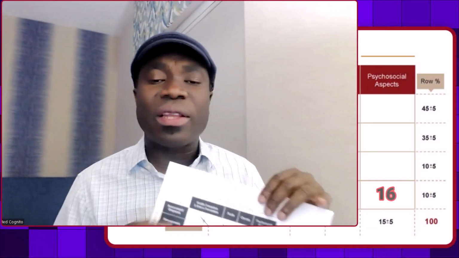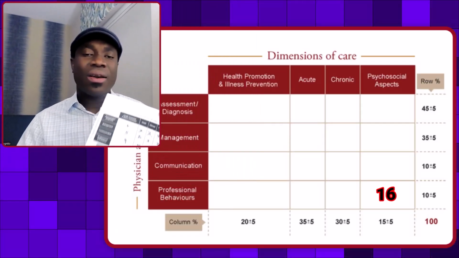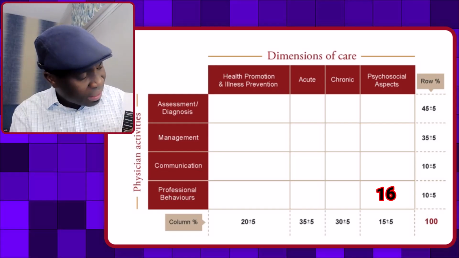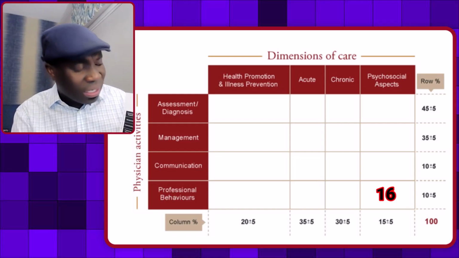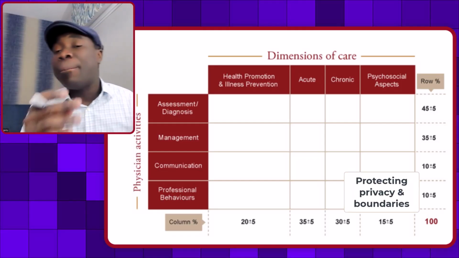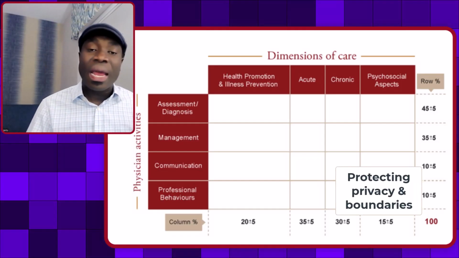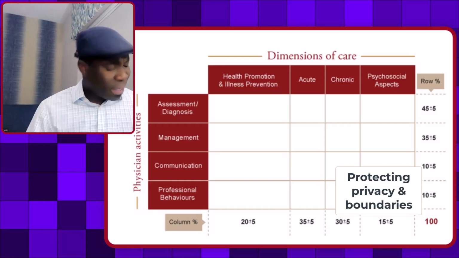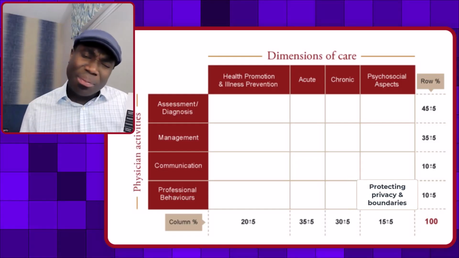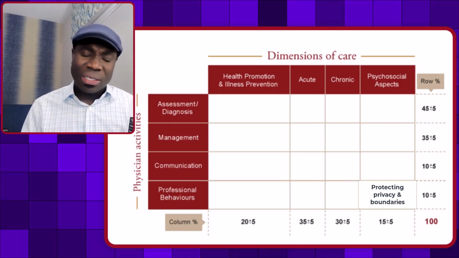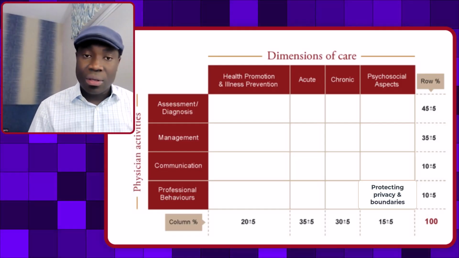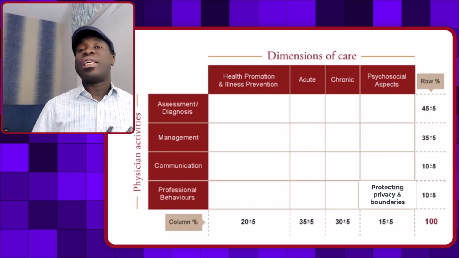Okay, so now let's go to the final and not the least box, which is a merge between professional behaviors as well as psychosocial aspects of healthcare. And this is what I call protecting privacy and boundaries. So I'm expecting, based on the question distribution, about 3 to 4 questions. So where you're looking at boundary violations and confidentiality breaches.